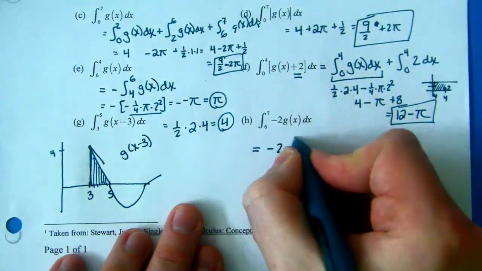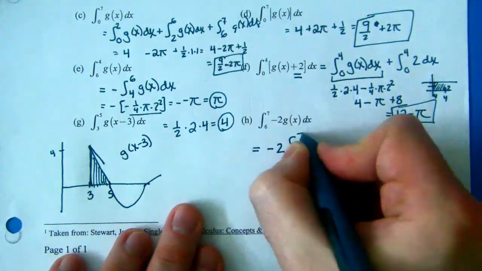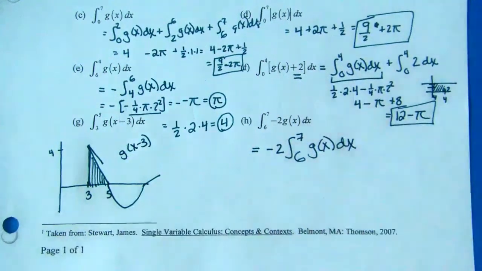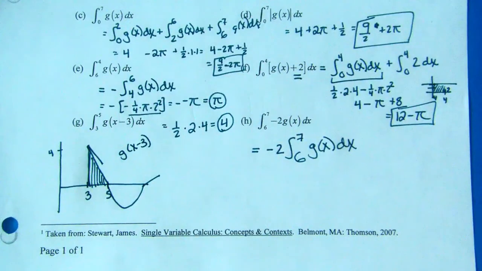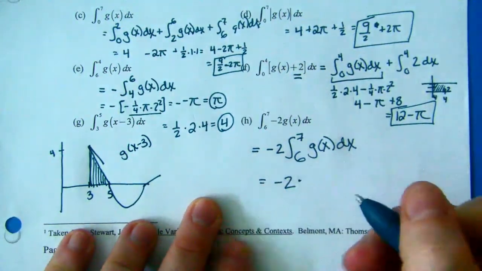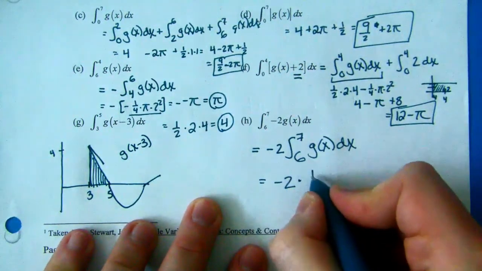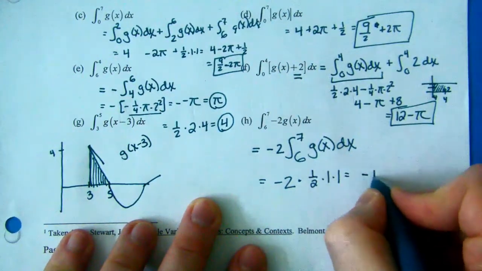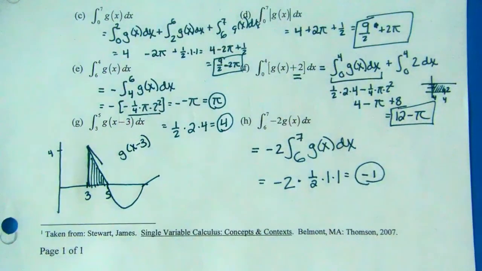Letter H, we can use our constant multiplier property. We can take the negative 2 up front and get negative 2 times the integral from 6 to 7 of g of x dx. You finish this one. Well, integral from 6 to 7 is a half times 1 times 1. We're going to get, I think, just negative 1 over there.